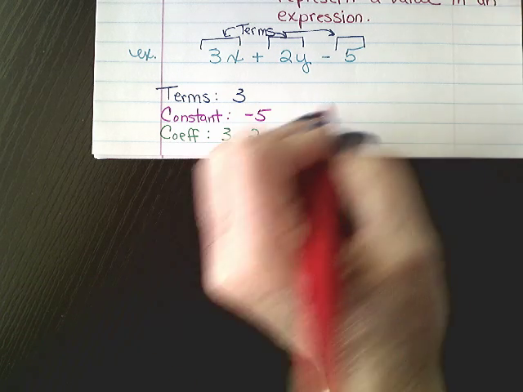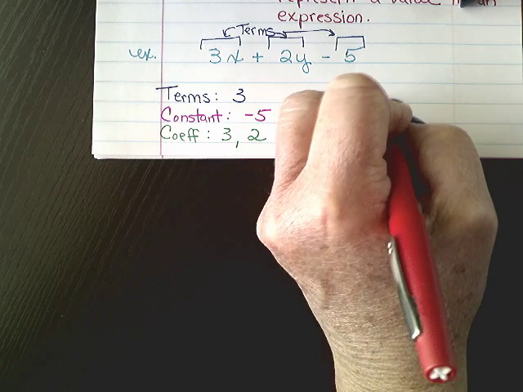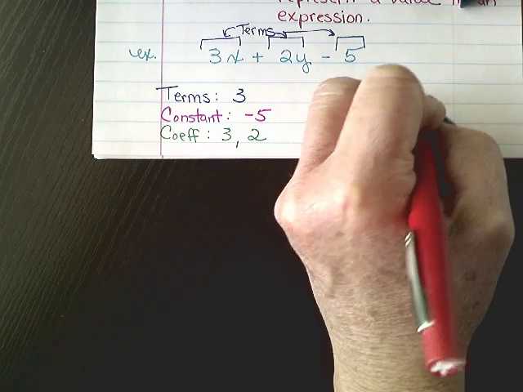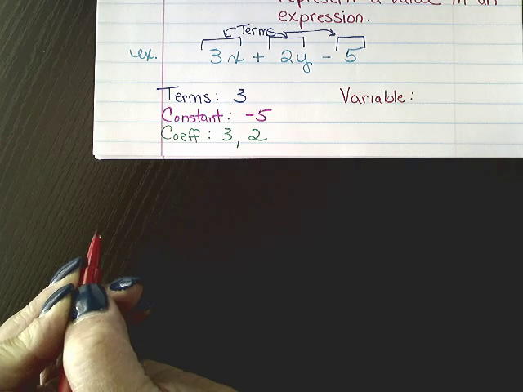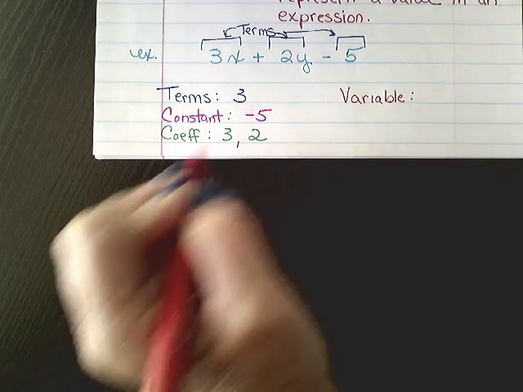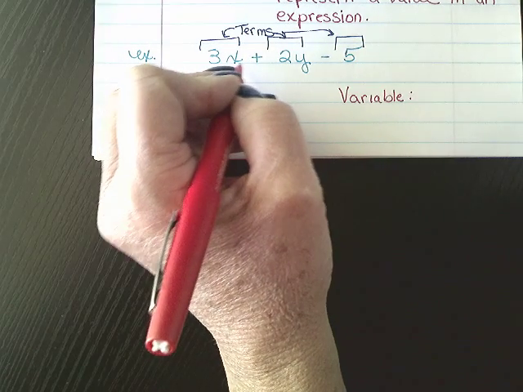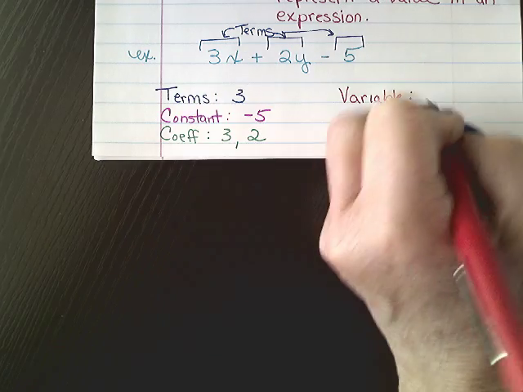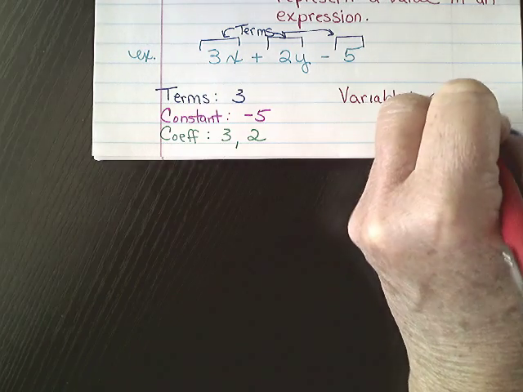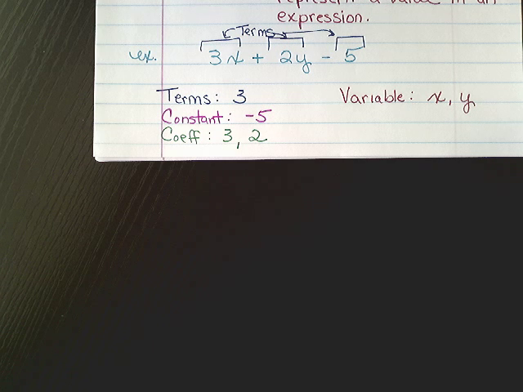And our last thing that we're looking for is variable. Well, this should be the simplest one because variables are always going to be represented as letters. So what are our two variables in here? We have x and we have y. So x and y are our two variables.